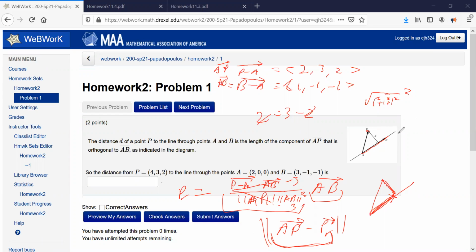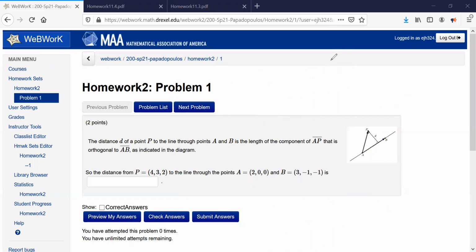Does that make sense to people? Do you guys see that this D vector here is just going to be AP minus the projection? Yeah. Cool. Then that is the kind of main theoretical point.